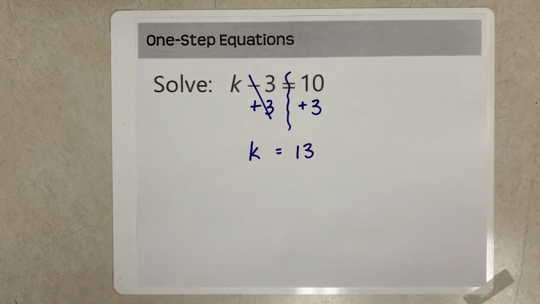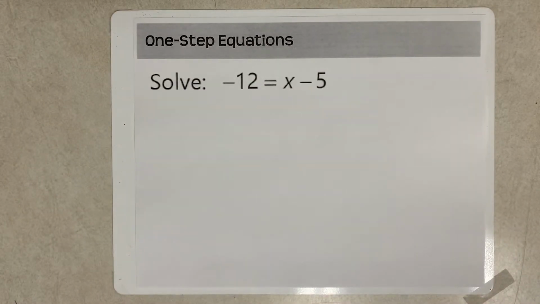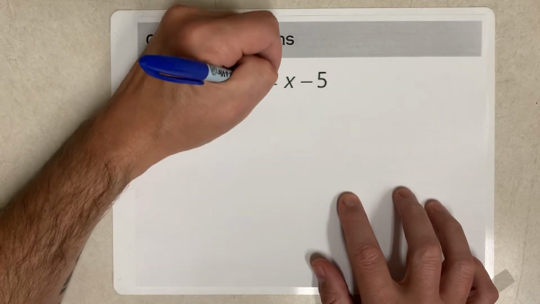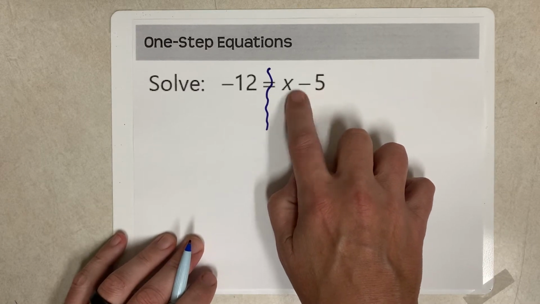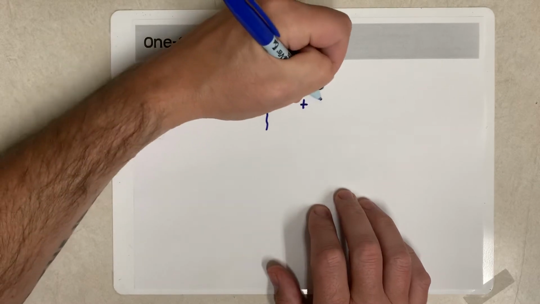That's my solution. Now the variables aren't always on the left-hand side. They don't have to be. Here are the variables over here on the right-hand side. Still have a river, doesn't matter. But if I look at my variable, the -5 is holding me up over here, right? I need to get rid of that -5. So I'm going to add 5 to both sides.